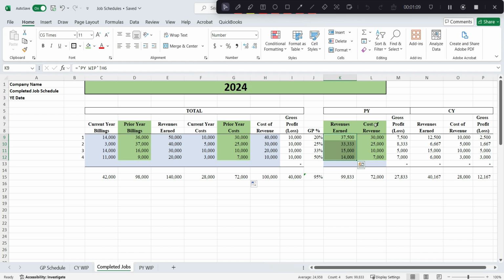The cost of revenue here does actually tie to the prior year cost because, as you know, there is no WIP with cost. There's no adjustments to cost. Whatever you incur in costs is what you're going to report. So you just take those prior year costs and you can paste them into here. It's obviously the same amount here to determine how much gross profit you recognized in the prior year.